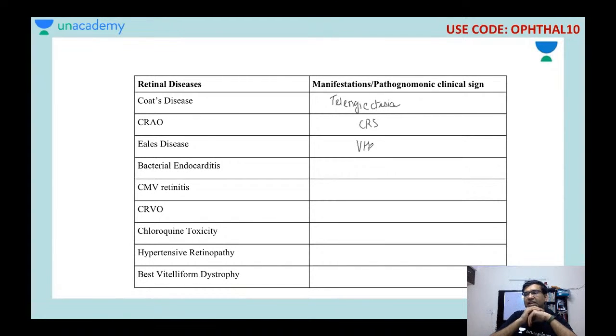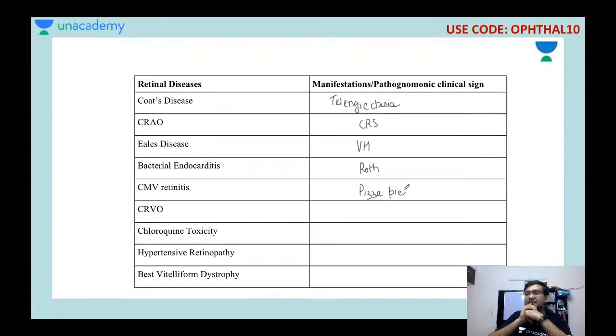What can be seen in bacterial endocarditis? In bacterial endocarditis, what we can see are specific spots which are called Roth spots. In CMV retinitis, we see a specific quadrant or specific area of the retina which has necrosis, hemorrhages, and exudates. A specific appearance is called for CMV retinitis. Can you tell me the name of that appearance? That is called the pizza pie appearance. Okay, that is called a pizza pie appearance.